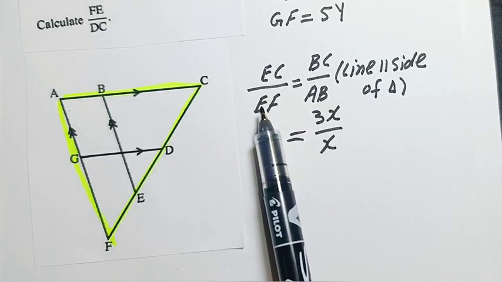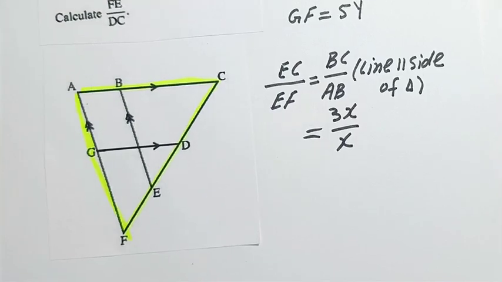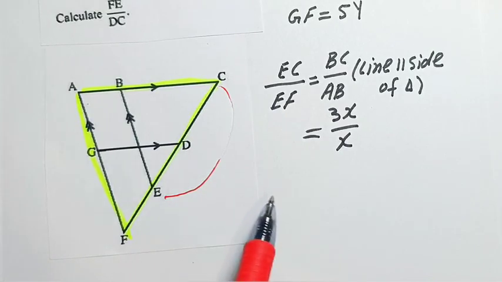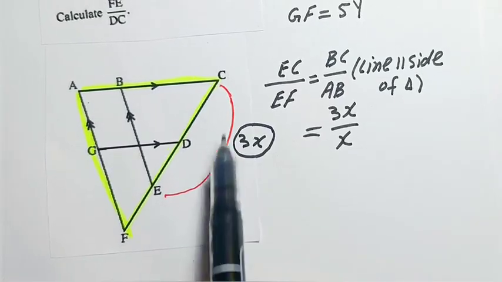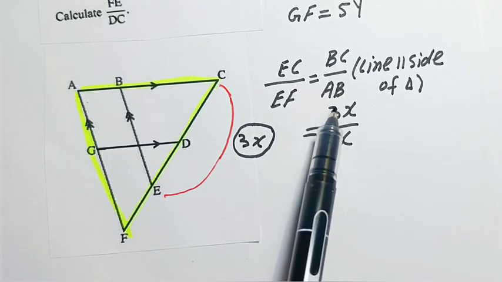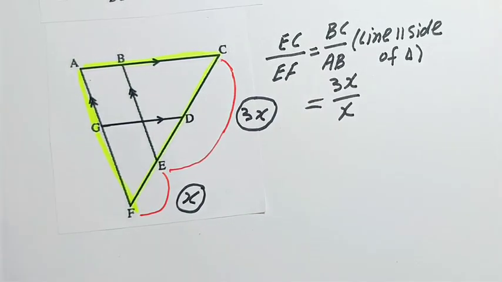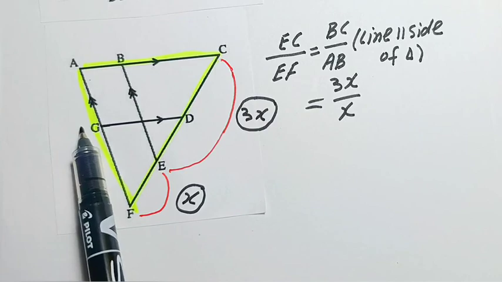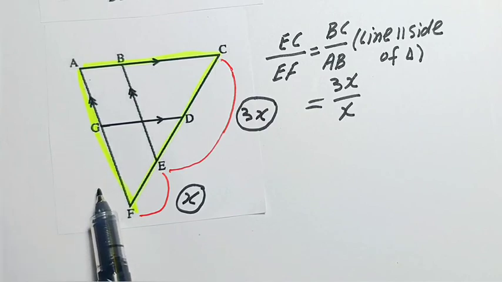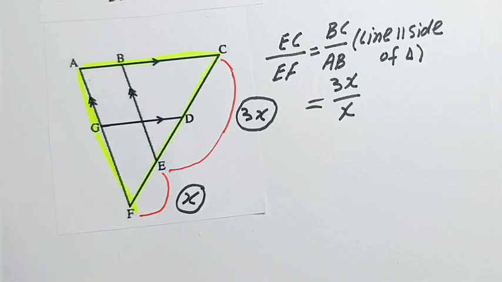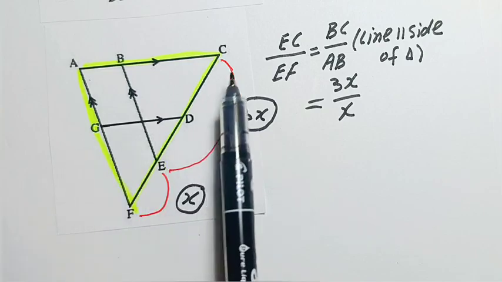Must remember, always indicate what you have here. So we have E to C as 3x, and EF we have x. Now must remember, AG we got 4y and GF we got 5y. So we need to see on which triangle these ratios are, and how we can pull them onto FC.